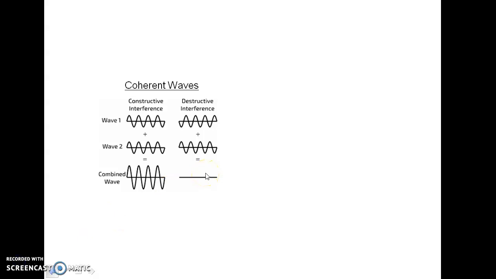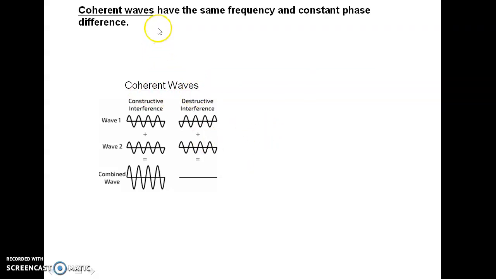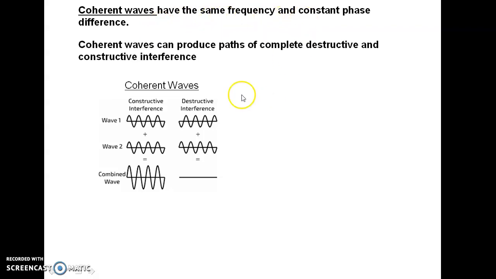Another factor that is also very important if we're going to have complete constructive interference or complete destructive interference is that the waves are coherent waves. Coherent waves are waves that have the same frequency and constant phase difference. So coherent waves can produce paths of complete destructive and constructive interference, as we see here in these diagrams. So this would be complete constructive, this would be complete destructive, looking vertically with wave 1 plus wave 2.